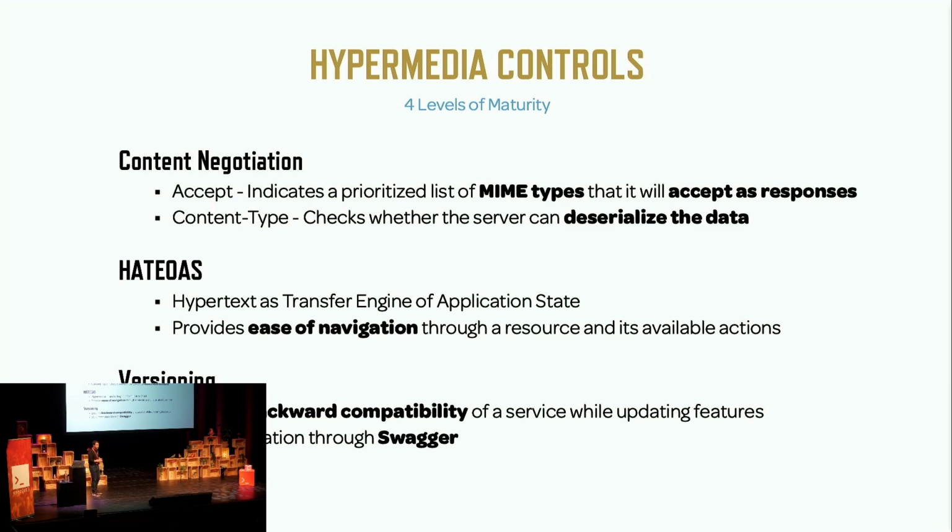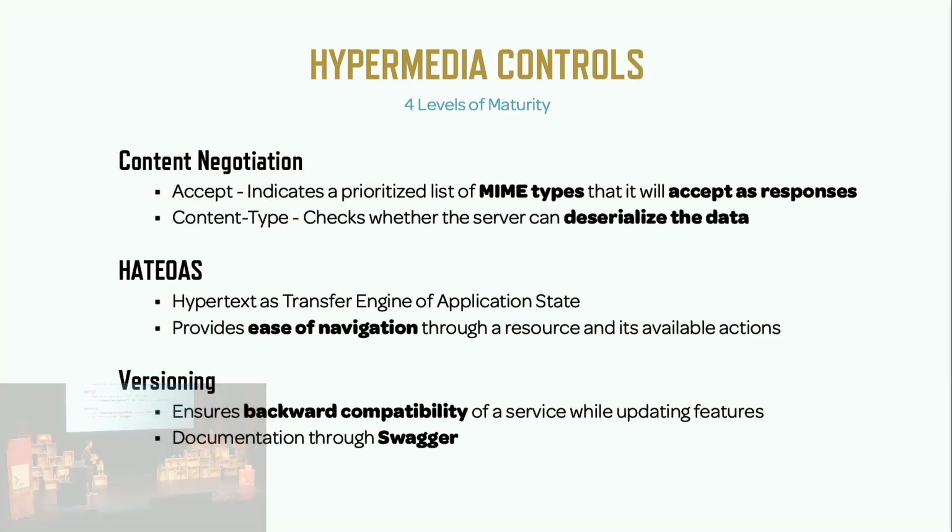The most important part of the hypermedia controls is HATEOAS, hypertext as the engine of application state. Those are generally extra links within our REST API that ease the navigation through resources and the available actions. Those are extra URIs that we get to see in our API, but it's mostly used by the client application. So the list of URIs is not generally used by the client himself or herself, but by the client application, the code that is using those extra links.